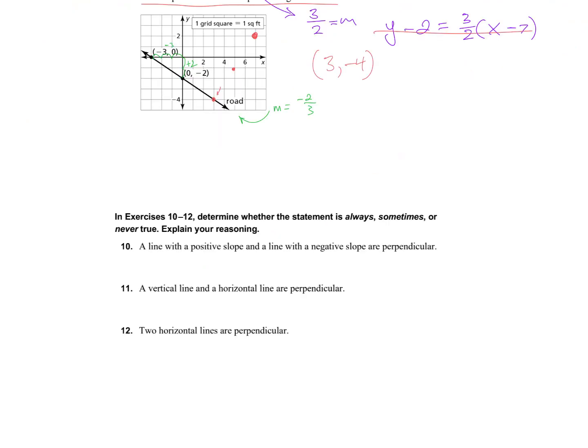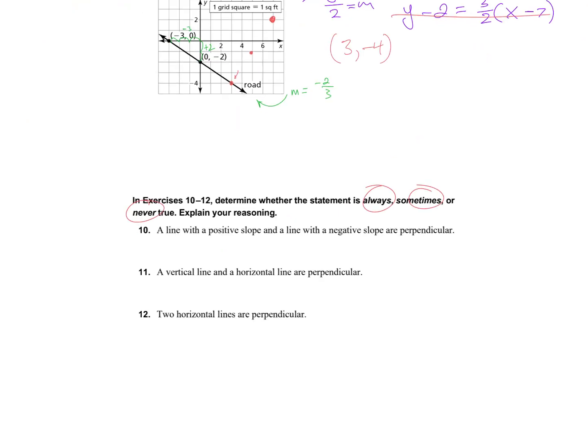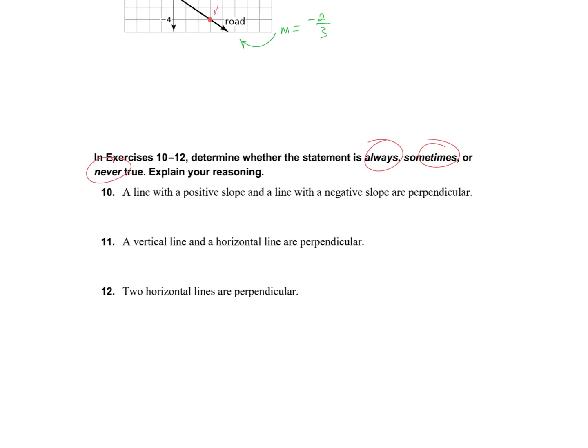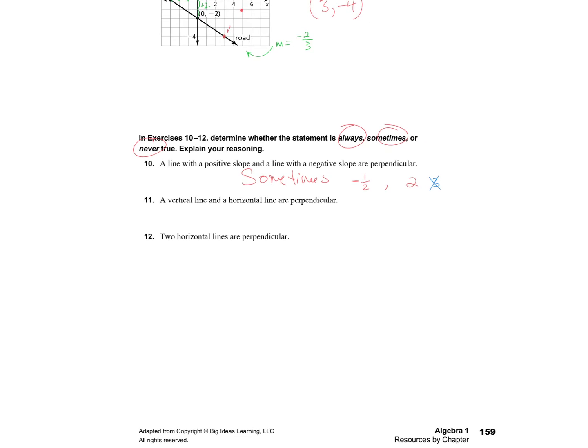Determine whether they are always, sometimes, or never true. A line with a positive slope and a line with a negative slope are perpendicular. Let's go with sometimes, because it could be, hey, here's -1/2, and then here's the new one, it's +2. Yeah, those are perpendicular, but what if I said that the other slope was 3? Well, then it wouldn't be perpendicular. So, yeah, sometimes.